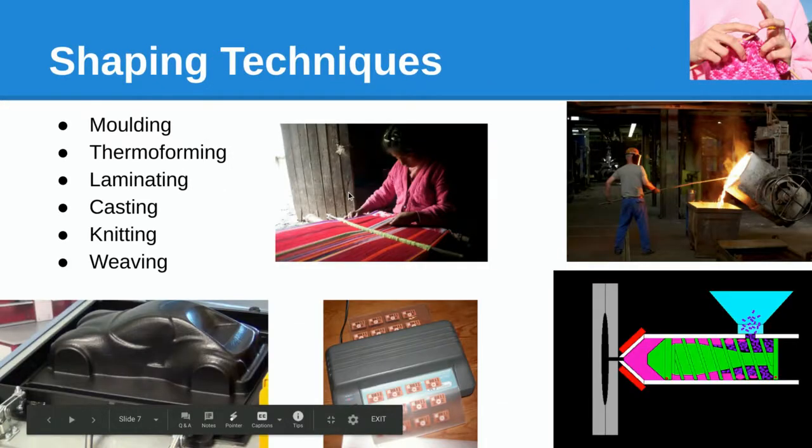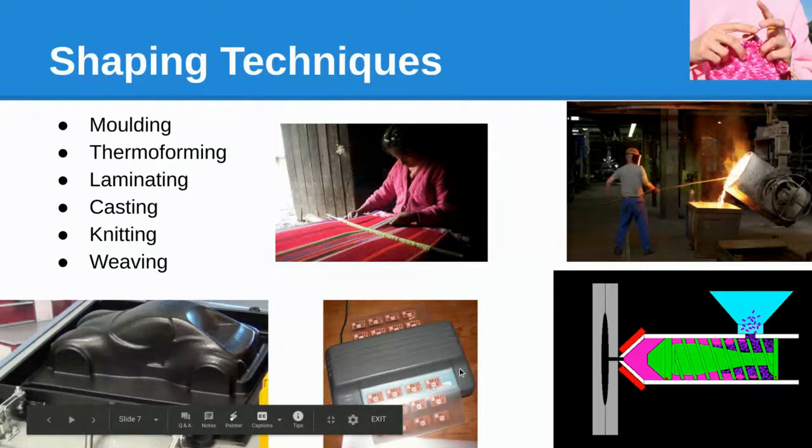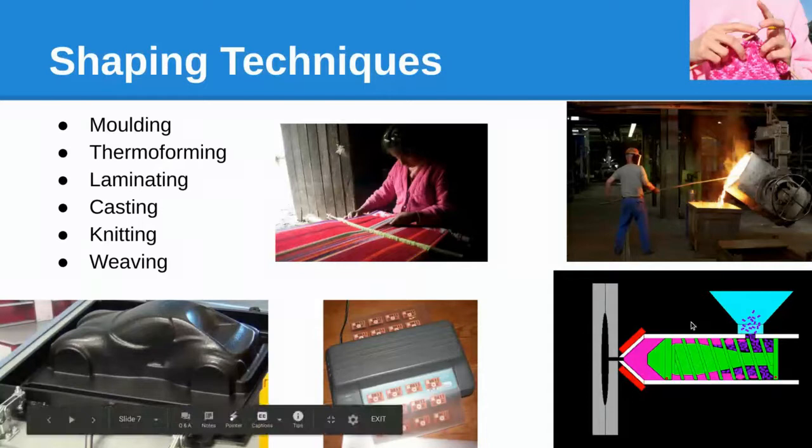Shaping techniques. You have molding, thermoforming, which, this would be thermoforming right here. Molding I don't have on here because you've already seen examples. Laminating. Casting. When you hear casting, think liquid metals. When you hear molding, think plastics. Knitting, which would be this top right one. And weaving, which would be right here. Oh, sorry, your molding is this, obviously. That's the one we started with. That's your plastic injection molding.